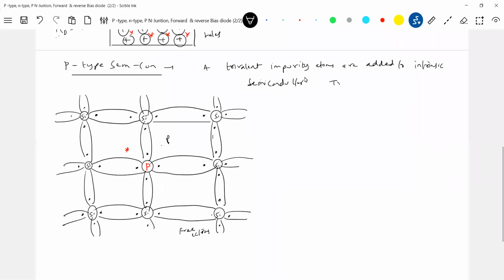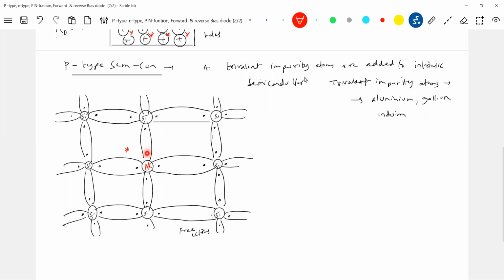So trivalent impurity atoms. What are they? Aluminium, gallium, indium. So all of these will come as the trivalent impurity atoms. So here, let me write, this is Al. So again, it's a trivalent.